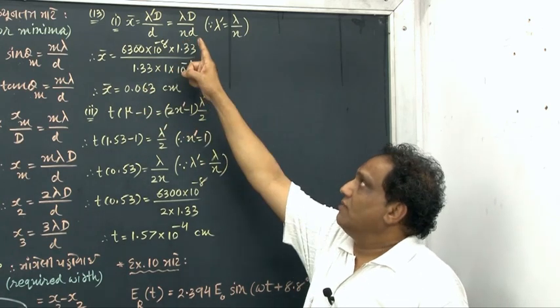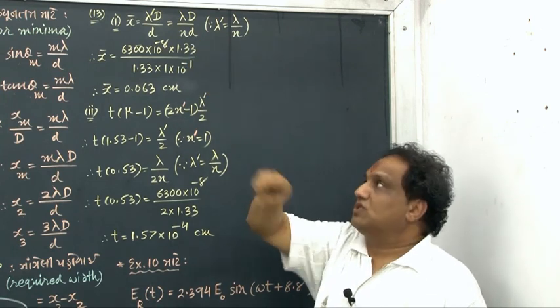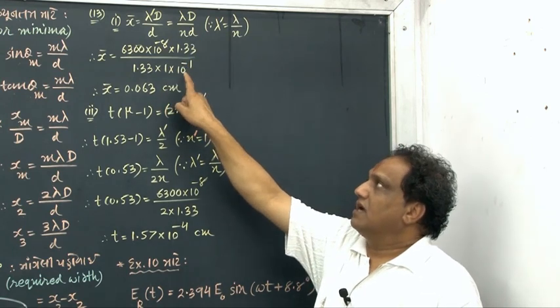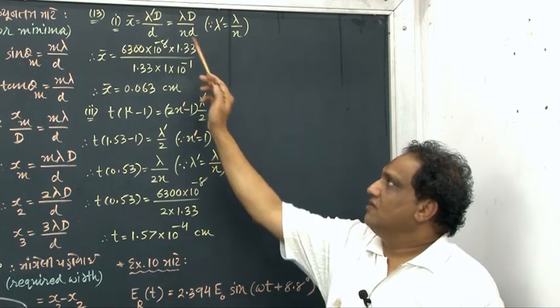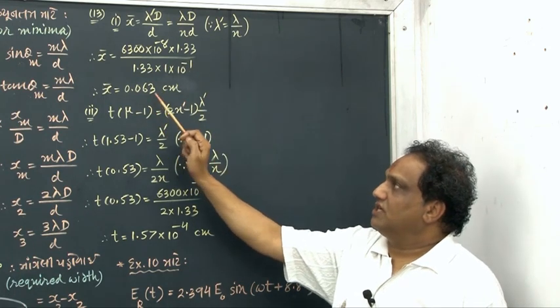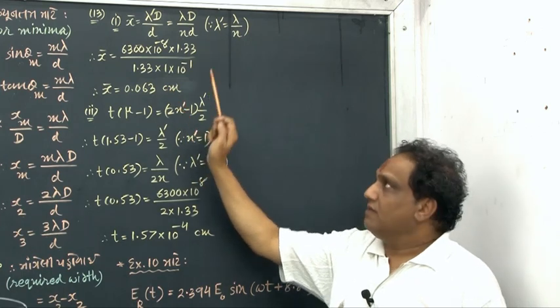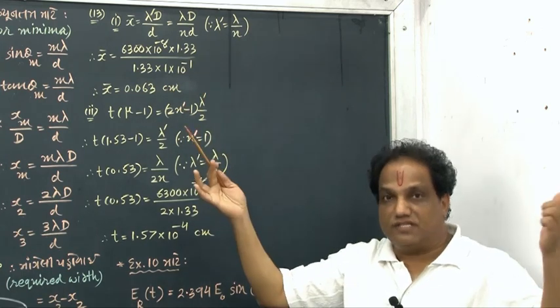And what about small d? The distance between the two slits, which they have given as 1 millimeter, converted into centimeter, multiplied by 10 raised to minus 1. And now simplify. When you simplify, the value is 0.063 centimeter, because the other distances we have taken in centimeter.